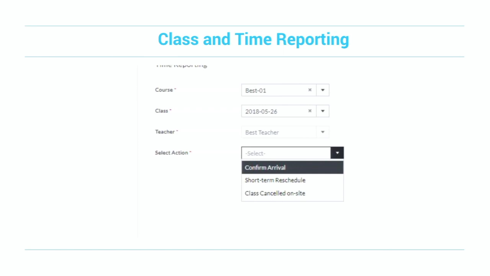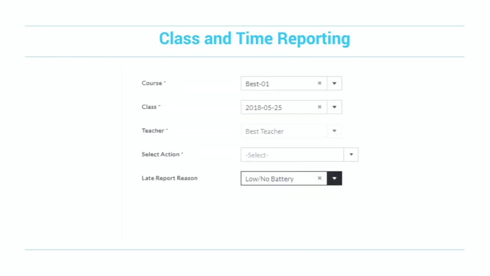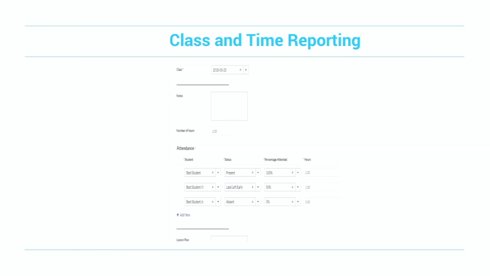They go in, they just choose a course code. Everything is set up based on a course code. And depending on what they do, if a teacher reports the class after the class, he has to give a reason why he did it. So low battery, no device. So it asks that if he reports it late.